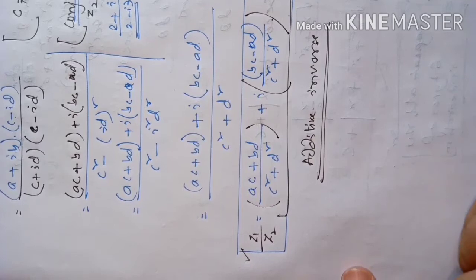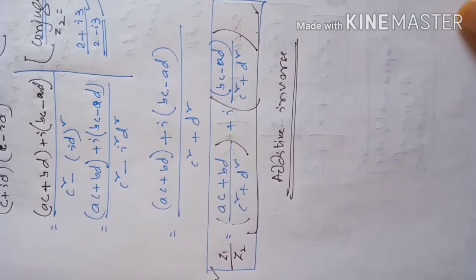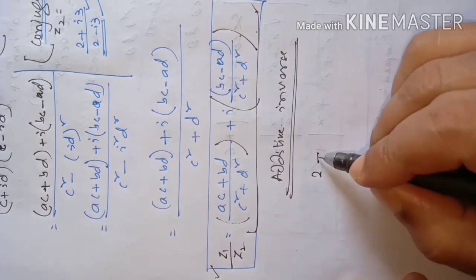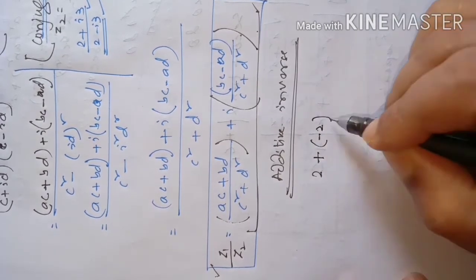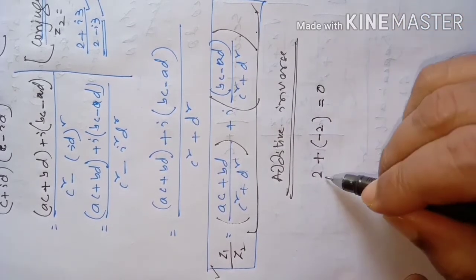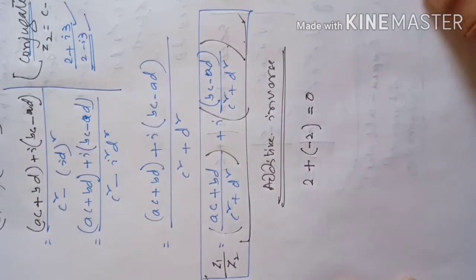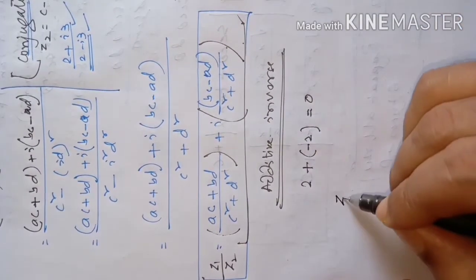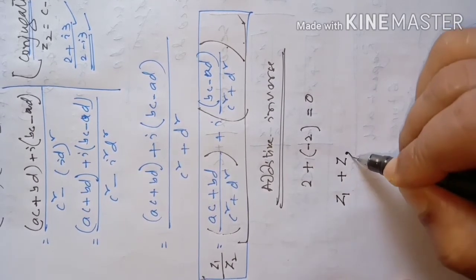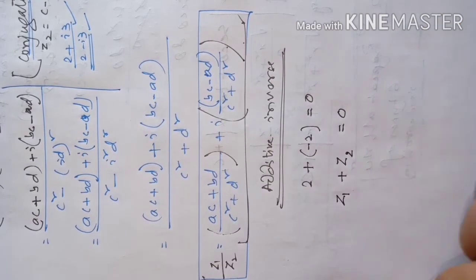Now, additive inverse. In other classes you have learned in mathematics that suppose 2 is a number. If I add it with minus 2, a real number, then it becomes 0. We call 2 the additive inverse of minus 2 and vice versa, meaning minus 2 is the additive inverse of plus 2. Like that, if there is a complex number and another complex number whose sum is 0, then we can say one is the additive inverse of the other.